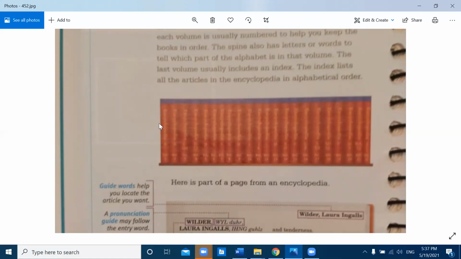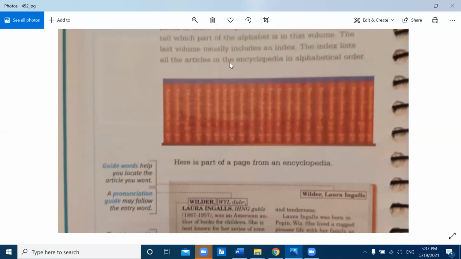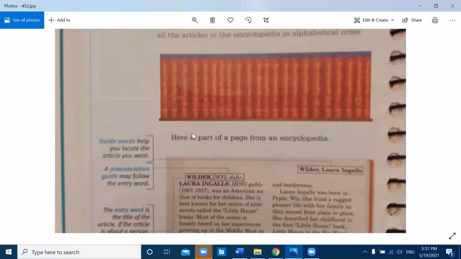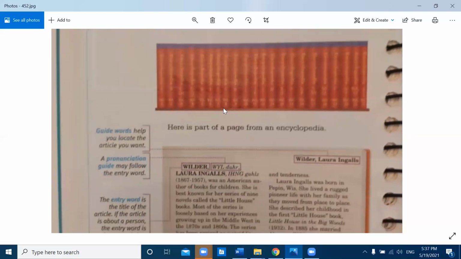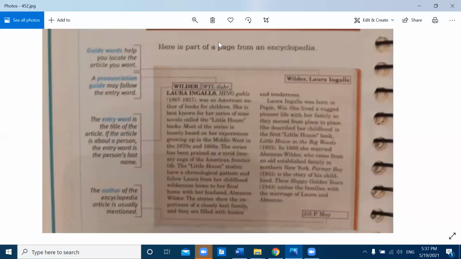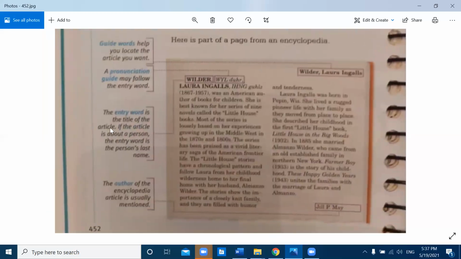Now, the easiest way, and the way that most people do it when using an encyclopedia, is they just grab the letter that they need because the letters are on the outside. So if what you're looking up starts with letter M, then here number 14 has all of the articles that start with letter M. Okay, this is a page, an example from an encyclopedia.